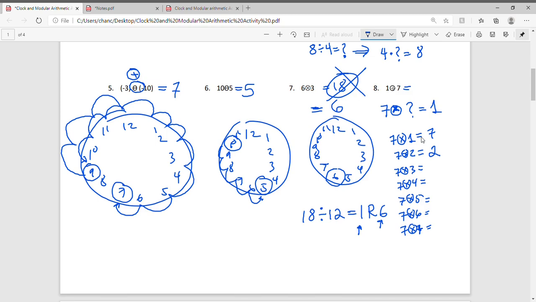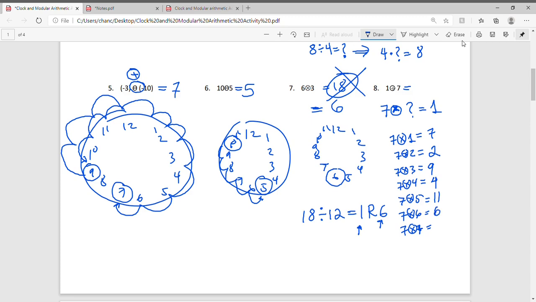7 times 3 is 21, but when we divide by 12, we get a remainder of 9. 7 times 4 is 28, but when we divide by 12, we get a remainder of 4. 7 times 5 is 35, and so this is equivalent to 11 in clock arithmetic. 7 times 6 is equivalent to 42, but when you divide that by 12, we have a remainder of 6.